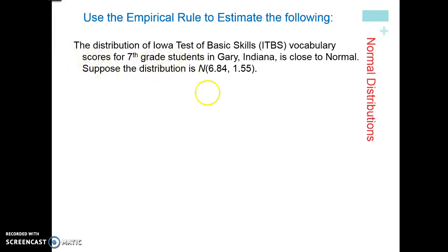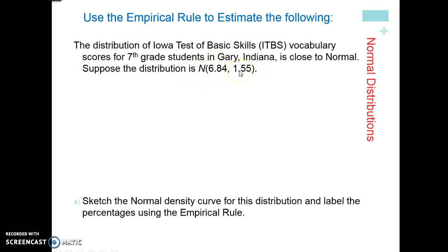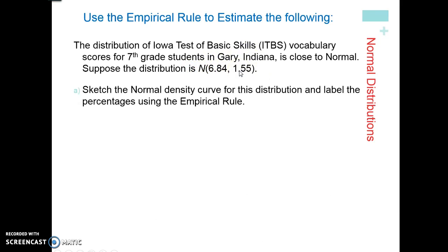So the distribution of Iowa test scores is approximately normal for 7th grade students in Gary, Indiana. Notice how it says, we know this notation, that means it has a mean of 6.84 and a standard deviation of 1.55. So what I'd like you to do is take a minute and try these couple of questions: sketch the normal density curve, and label the percentages using the empirical rule. Note the directions say specifically to use the empirical rule, so please do that.